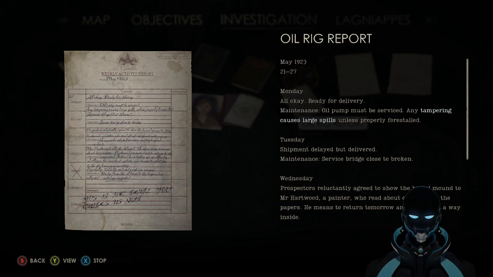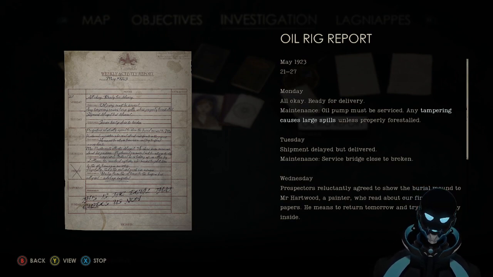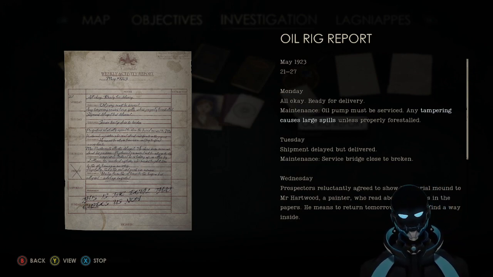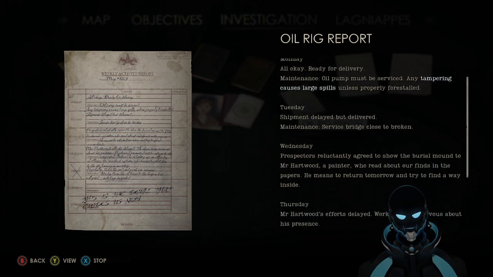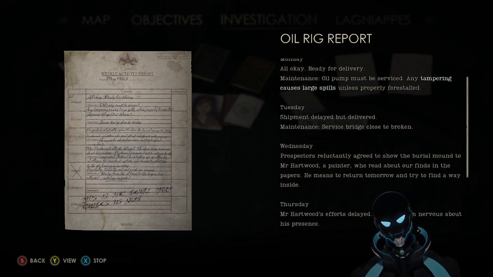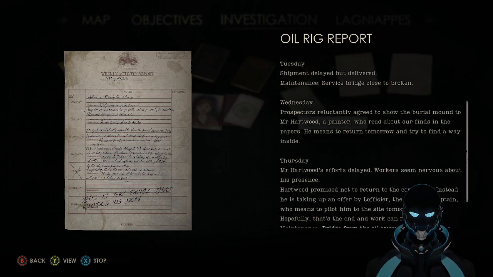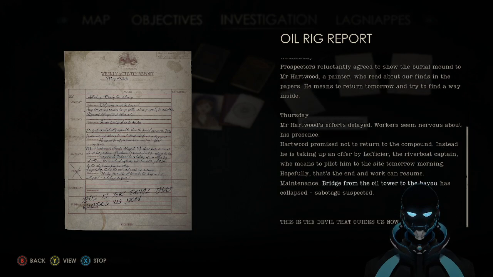May 1923. Monday. All okay. Ready for delivery. Maintenance. Oil pump must be serviced. Any tampering causes large spills unless properly forestalled. Tuesday. Shipment delayed but delivered. Maintenance. Service bridge close to broken. Wednesday. Prospectors reluctantly agreed to show the burial mound to Mr. Hartwood, a painter, who read about our finds in the papers. He means to return tomorrow and try to find a way inside.